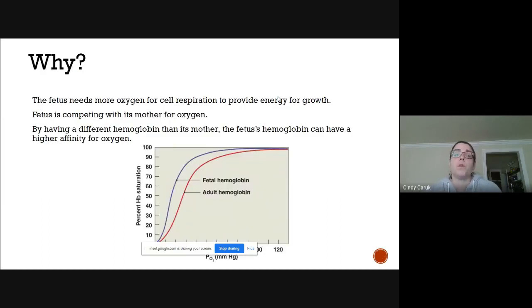So a fetus needs more oxygen for cell respiration because it's undergoing a lot of growth. You're having more mitosis, so you need more ATP to run that. So it has to compete with its mother for oxygen. By having that fetal hemoglobin with a higher affinity, it can pick up more oxygen than the adult hemoglobin. And so the fetus can get the oxygen it needs for cell respiration and therefore have the ATP, the energy available for growth.